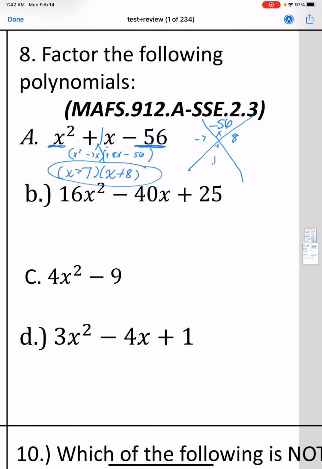Okay, so this next one I'm going to check for perfect squares on either end to see if my life is easier, and in this case it is. So we're going to take the square root of 16 and the square root of 25.